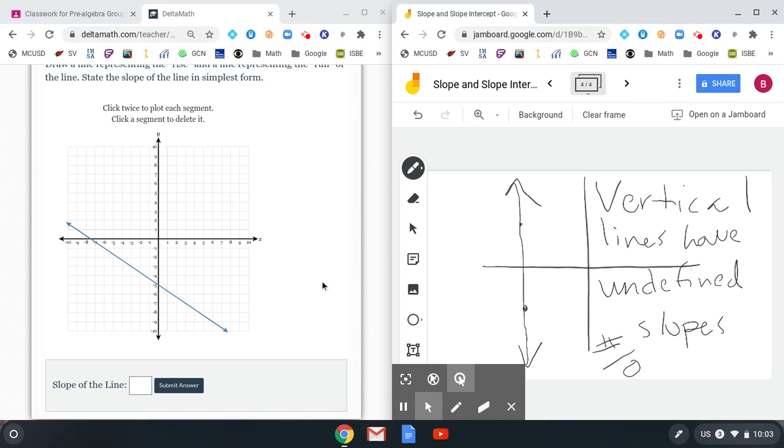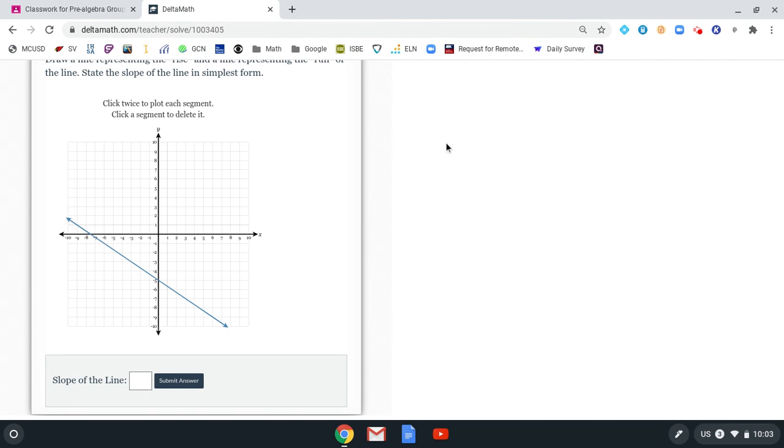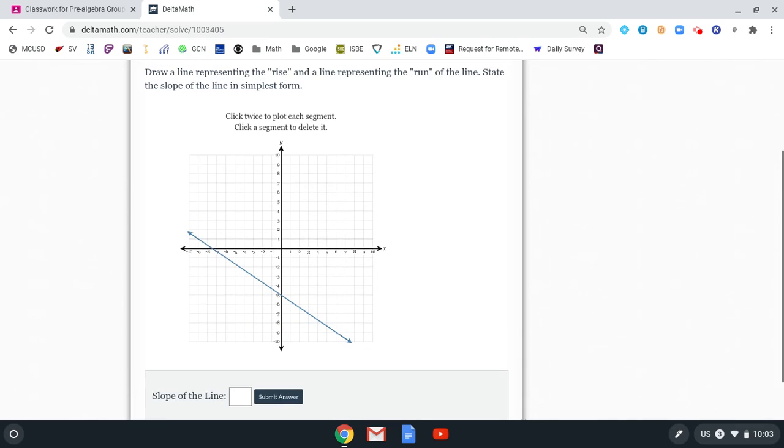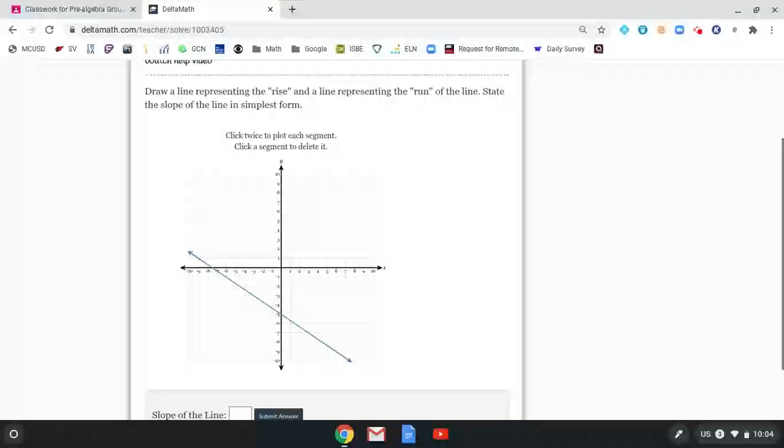All right, now we're going to move on to looking at it on a graph. So I'm going to make my Delta Math bigger here. So in this one, come on, Delta Math, load for me. Thank you. It says draw a line representing the rise and a line representing the run of the line, and then state the slope of the line. So when you're doing problems like this, or whenever you're trying to find the slope of a line, you want to pick points that are easy to look at. So you want to pick points that are going to go through the grid markers nicely.